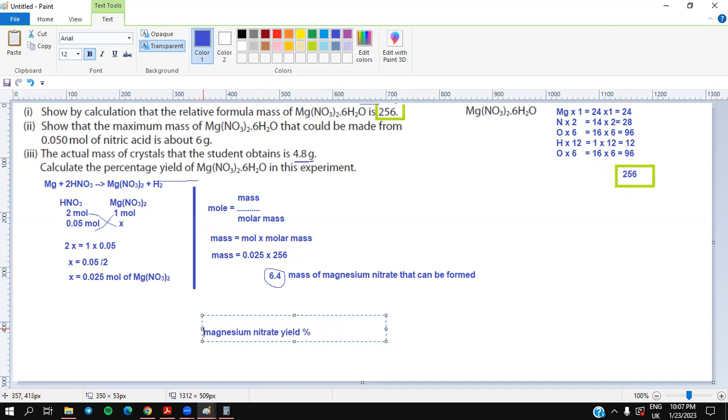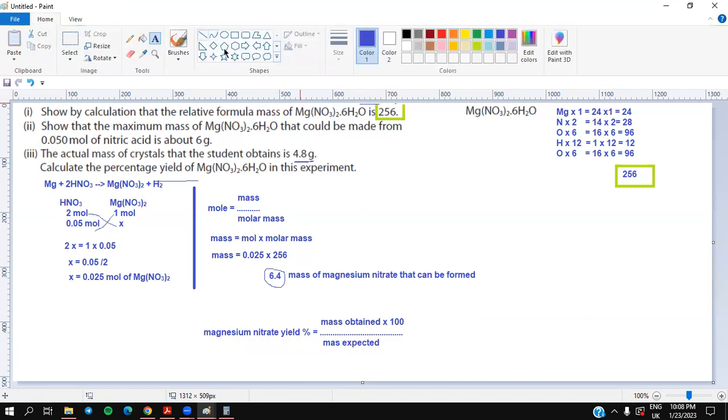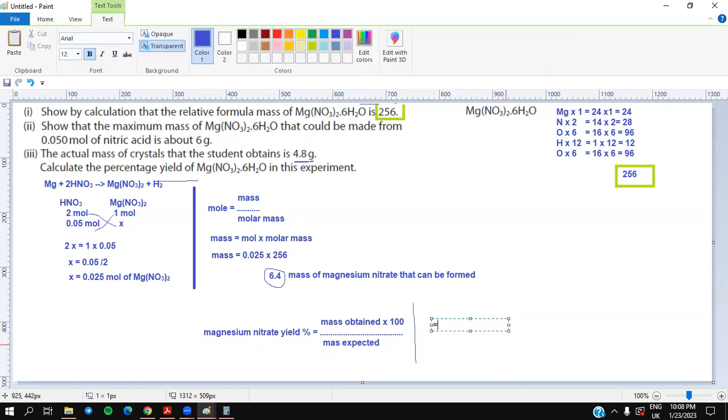We can carry out this calculation easily by using this formula. We can write mass obtained into 100, because we are calculating percentage, divided by mass expected. Now I'll write it on the right-hand side. Then we draw a line to separate this calculation part that we have already done from what we are going to do now. Here we have magnesium nitrate yield percentage is equal to mass obtained.